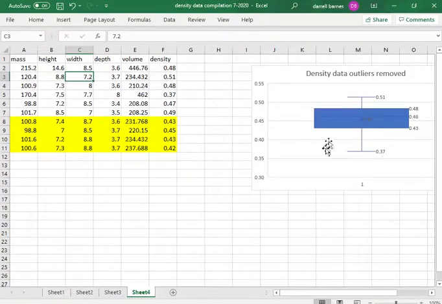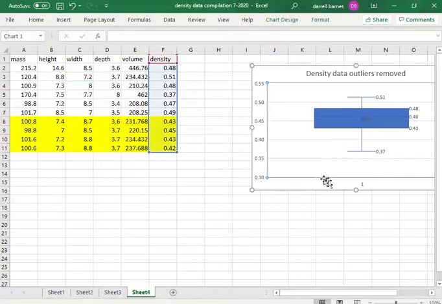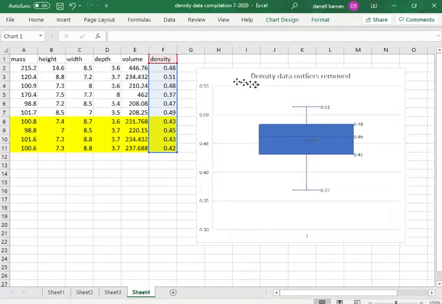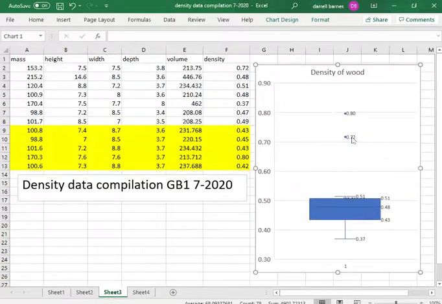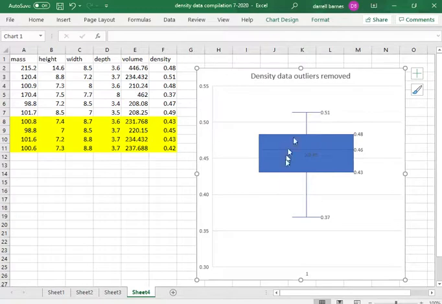With those two outliers removed, this is basically how the graph looks. Let's move this around a little bit, maybe expand it a little bit. 0.37 is the min, 0.51 is the max, 0.46 median, 0.43 first quartile, 0.48 third, and 0.45 is the average. And I believe this is pine. Now, the reason that these are outliers is because I believe these are oak. So we say density of wood, this is okay, but this is more like density of pine wood or something like that. So stay tuned.